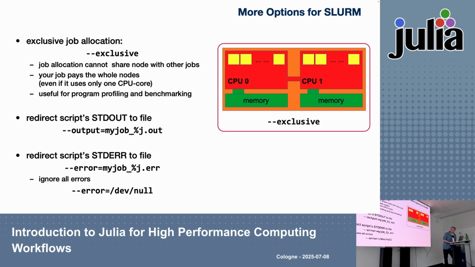Now you can specify the exclusive parameter to Slurm, and then you get complete nodes. And if you don't do it, then you can specify how many cores you want to use. So a reason to use the complete node is if you want to, for example, do profiling or benchmarking of your code, then other code running from other jobs could interfere with your benchmark, because you want to have your benchmarks comparable, and then this wouldn't be comparable anymore.